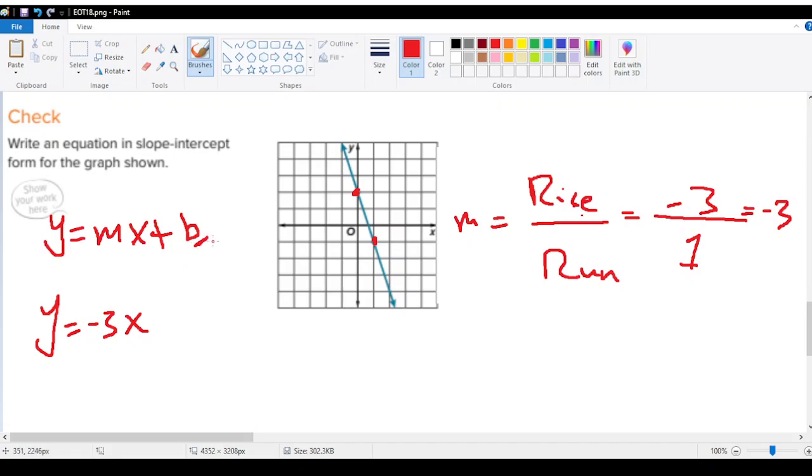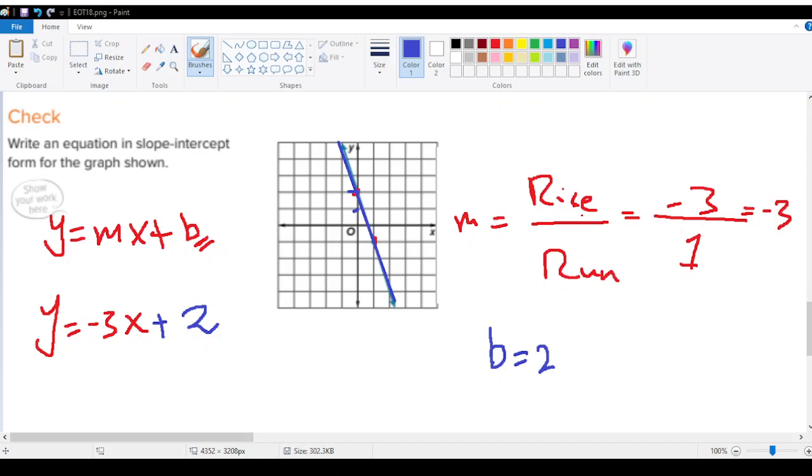The b is where the graph and the y-axis touch each other. They touch each other here. So it's 1. How much is the y-intercept? 2. So b equals 2. So it will be -3x plus 2. As simple as that. Now I'm going to check your answer. -3x plus 2. Correct.